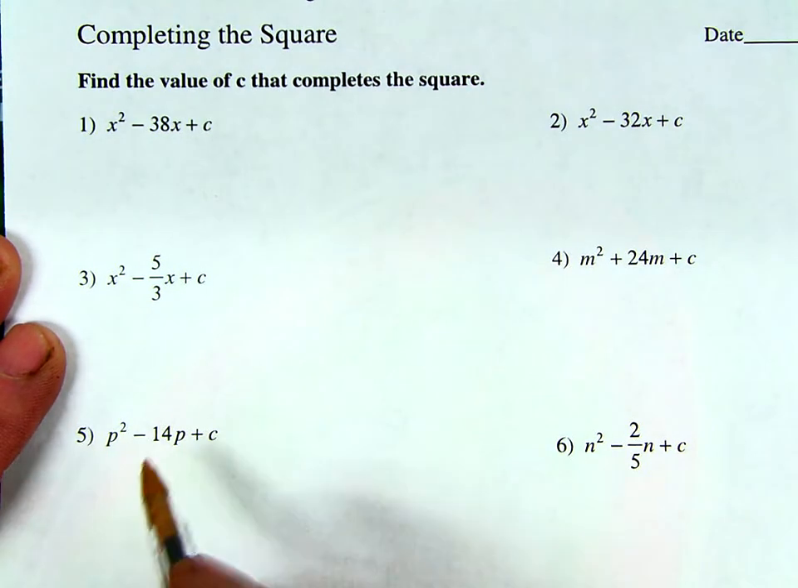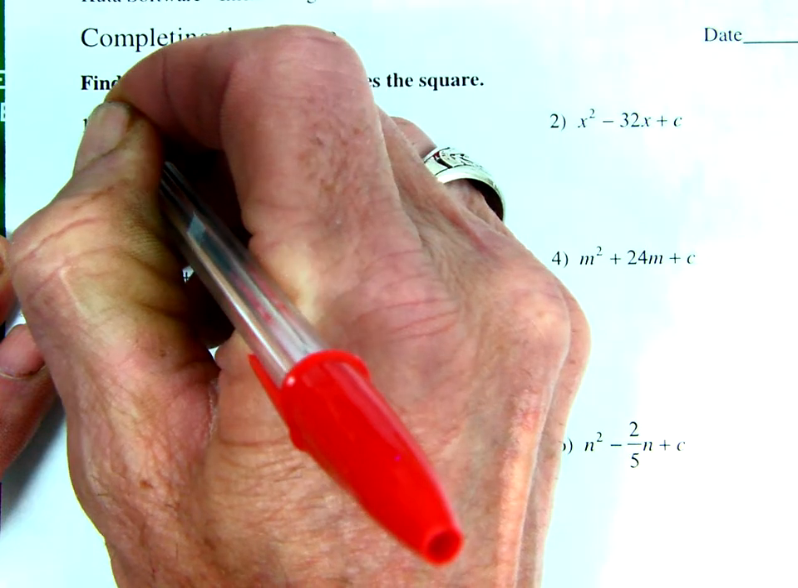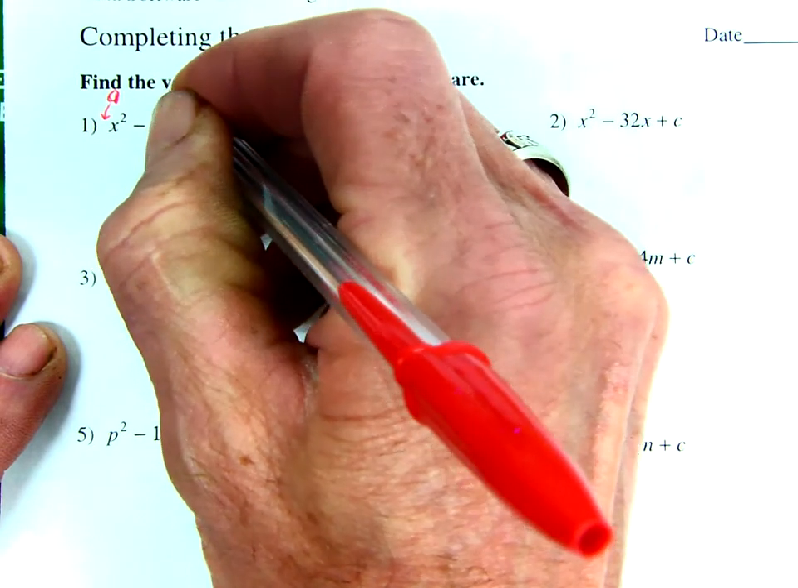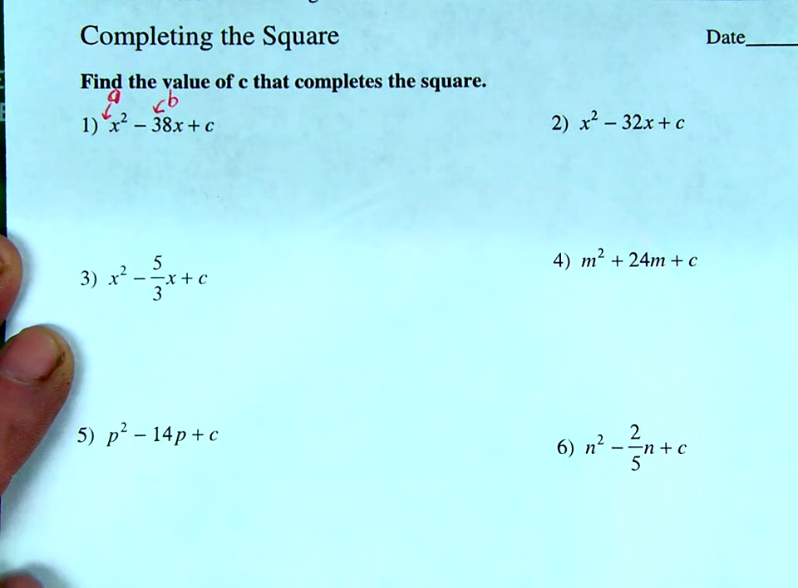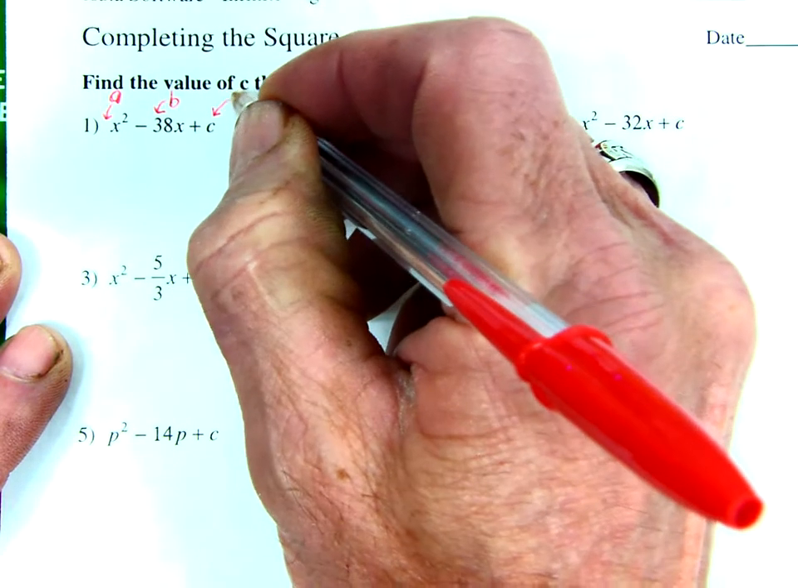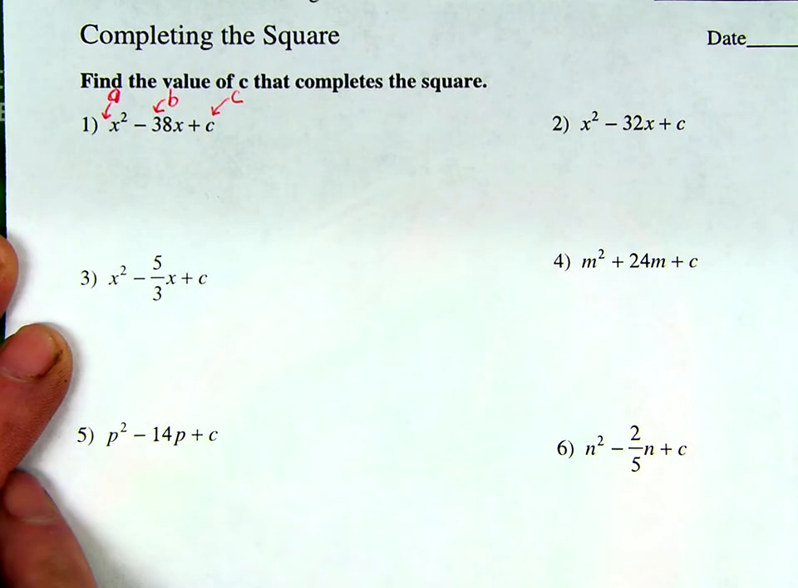Here's what we need to remember. The value of a is the coefficient in front of the squared term. The value of b is the coefficient in front of x to the first power. And then here's c. That's going to be a number that doesn't have a variable with it. No x's, in other words, or m's or n's, just a number. We're looking for that number.